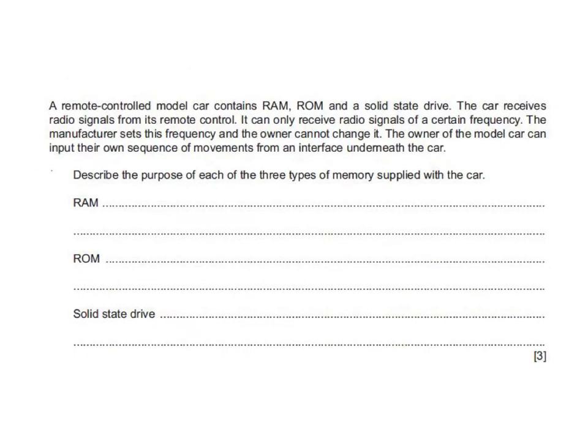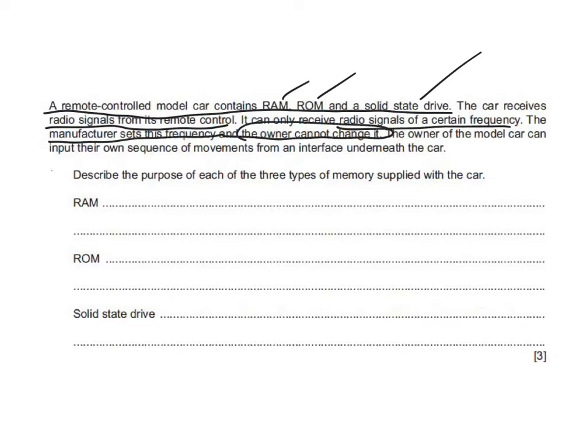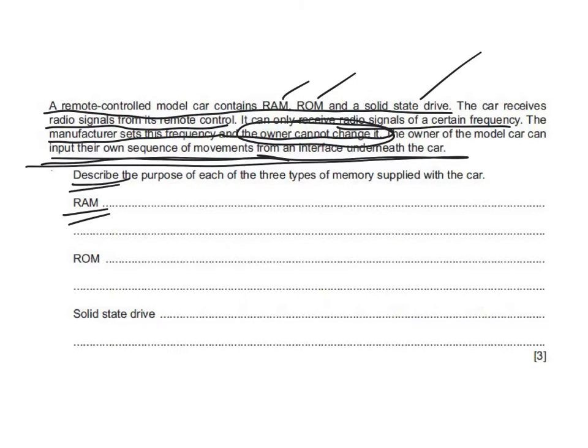Okay, so we've got a remote control car scenario, seen this before. So we've got RAM, ROM, solid state. It gets radio signals from the remote control. It can only receive radio signals of a certain frequency. The manufacturer sets this frequency and the owner cannot change it. The owner of the model car can input their own sequence of movements from an interface underneath the car. So I think we saw this in the other input devices question. So describe the purpose of each of the three types of memory supplied with the car.